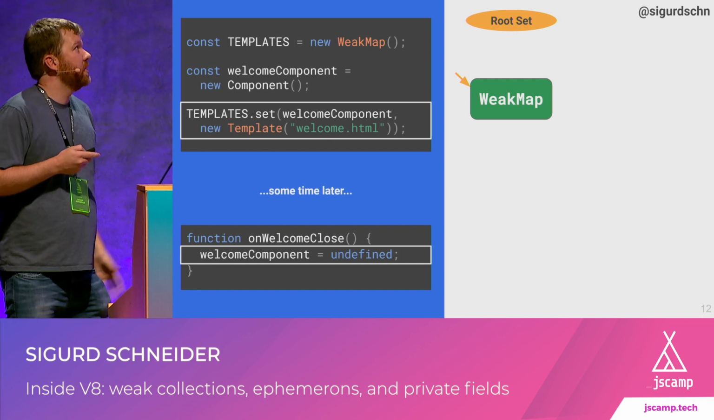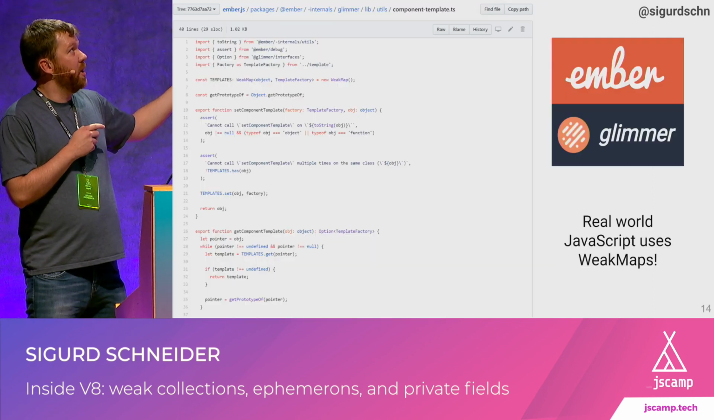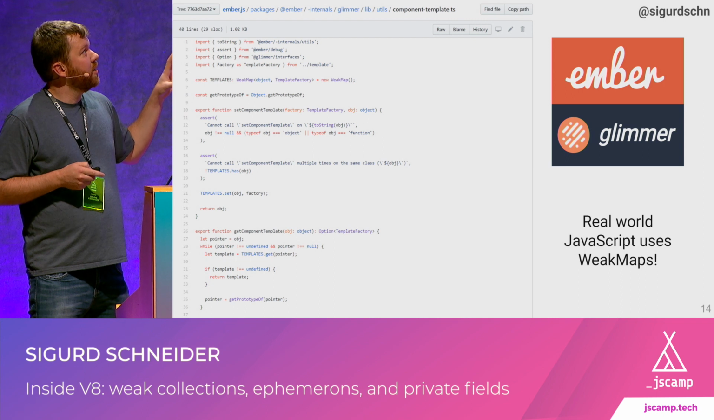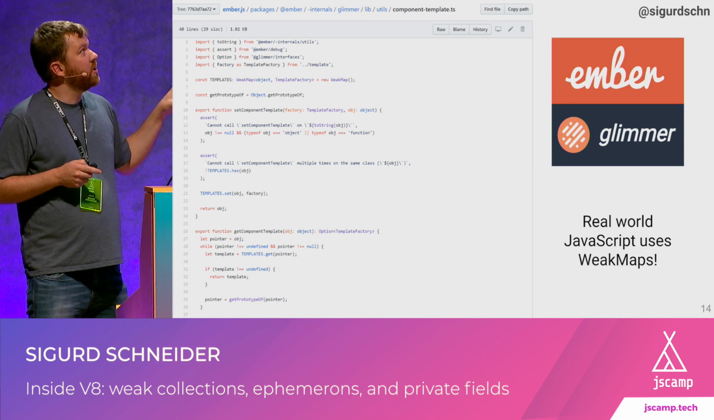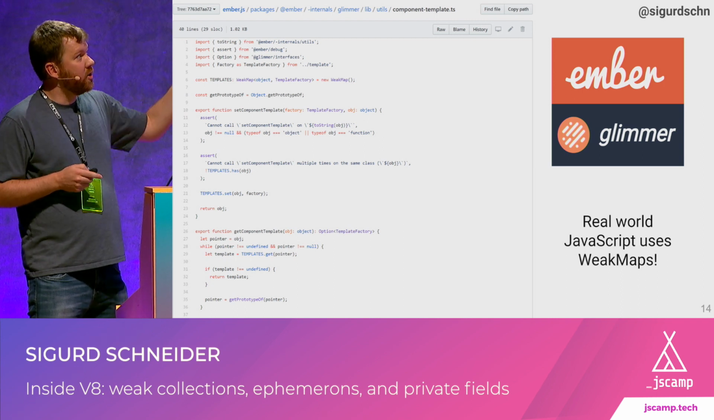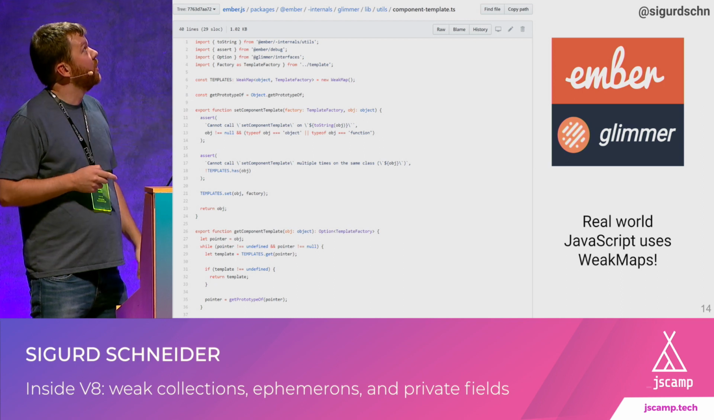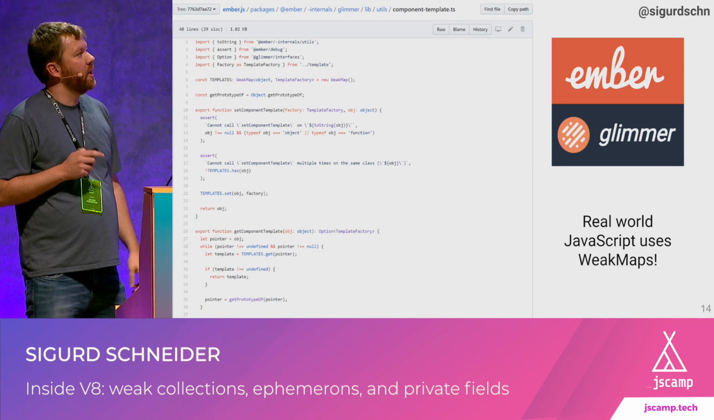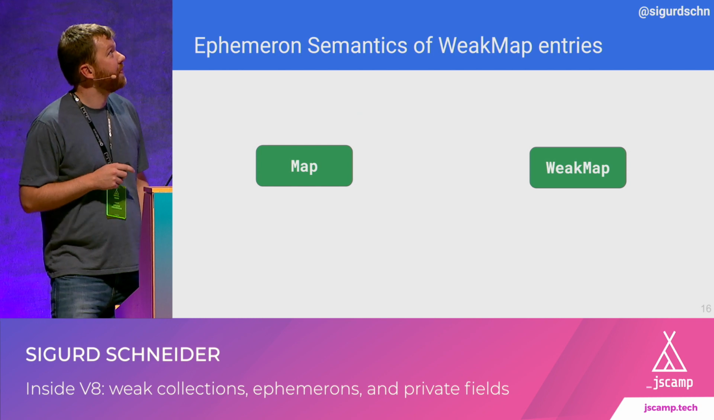So this is a contrived example I've come up with, but I was actually searching on GitHub to find usages of weak maps, and there are actually real-world JavaScript frameworks that use weak maps in their internals.